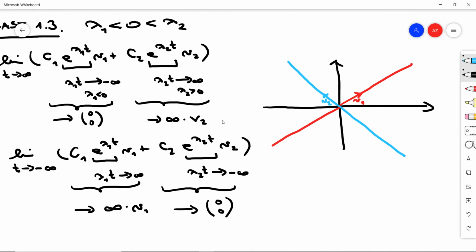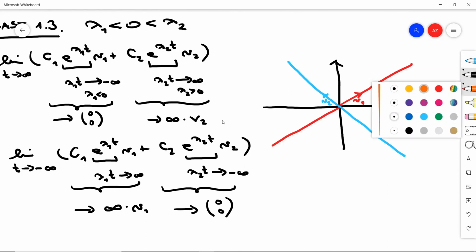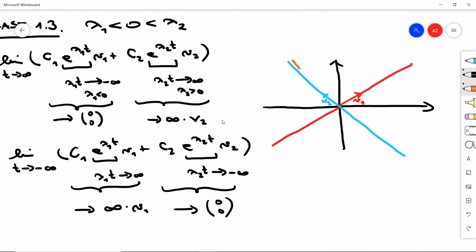So as t goes to infinity, we are approaching v2. So we are here, and this is t goes to infinity. And then as t goes to minus infinity, we are approaching v1. So we'll be here. And in between, we have some superposition of the vectors v1 and v2, and the coefficients are exponential functions.